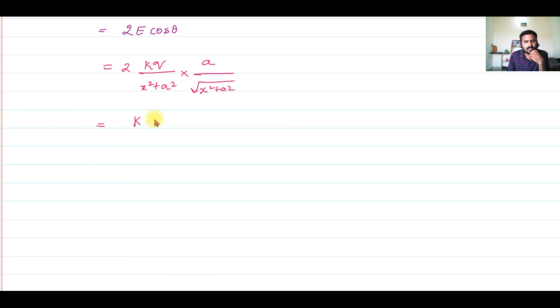into q into 2a, k into q into 2a. This 2a I'll multiply with this a and write it as k into q into 2a. In the denominator it will be x square plus a square whole power 3 by 2.